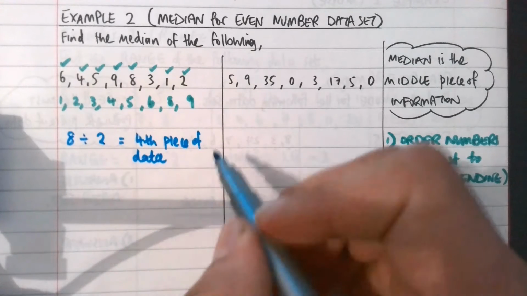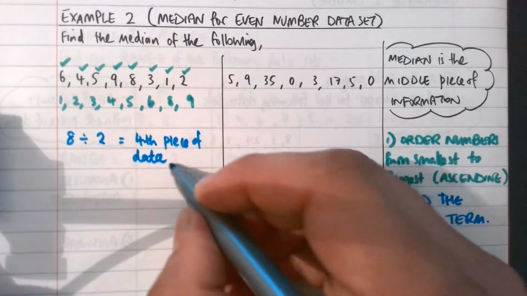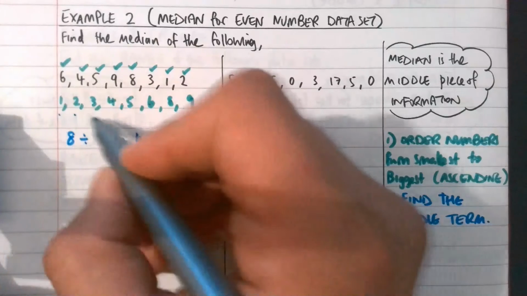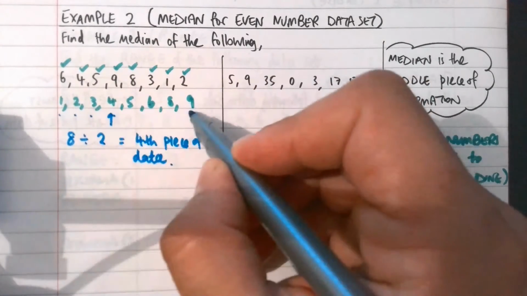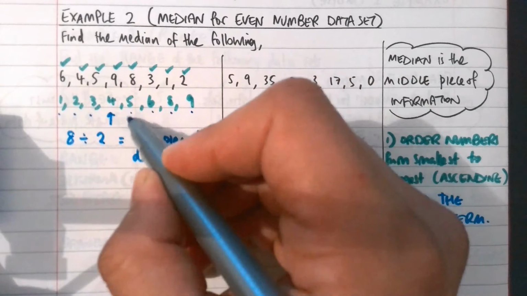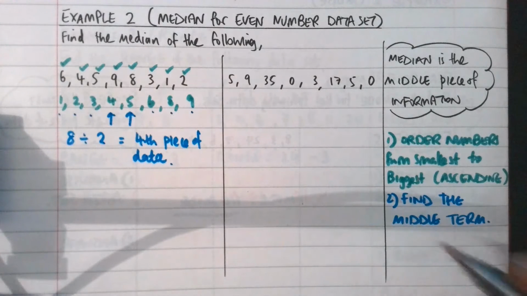Yeah. So if we count from each end, so 1, 2, 3, 4. There you go. That's where our middle number is. And again, 1, 2, 3, 4. So if you see, we've got two middle numbers. And that will only happen for an even number of data. So we've got two middle numbers.